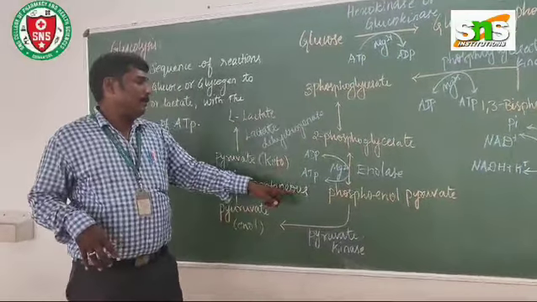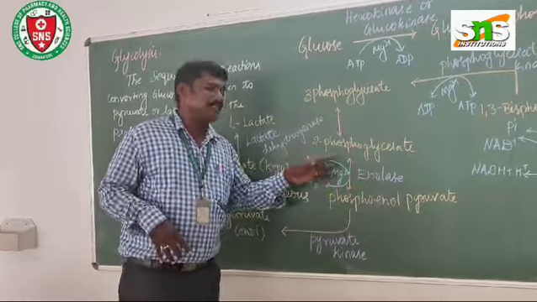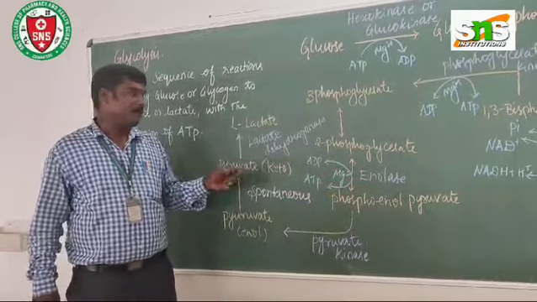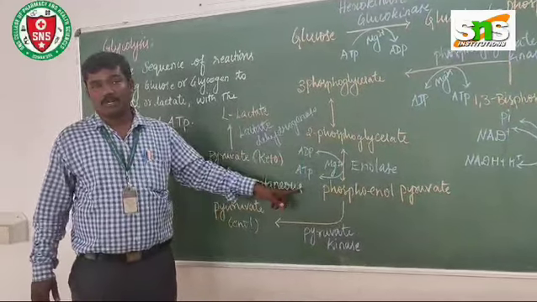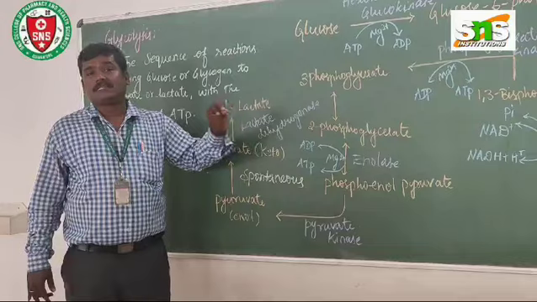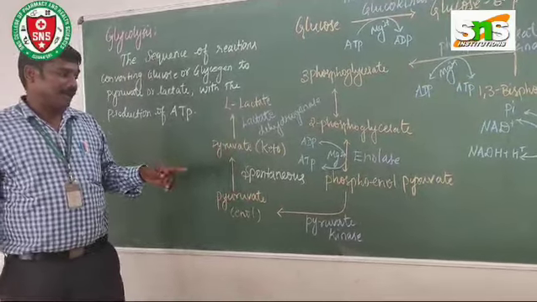The next step is formation of phosphoenol pyruvate. This reaction is catalyzed by the enzyme enolase. What will happen here? ADP will be converted into ATP. This is catalyzed by the enzyme enolase in presence of magnesium ion.